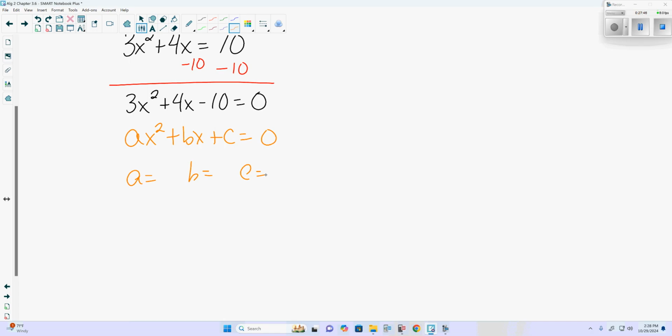ax squared plus bx plus c. Our value for a, in this case, is what? 3. Value of b is 4. And value of c is negative 10.